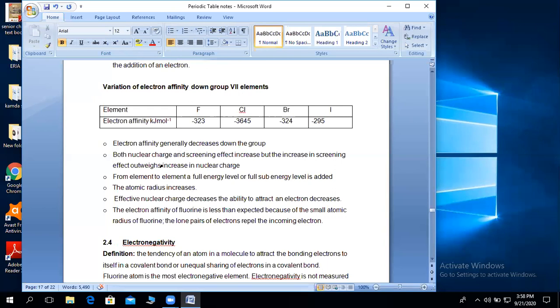Then for chlorine, its electron affinity is very small compared to the others, because it has a small atom and a small atomic radius. So the lone pairs of electrons of chlorine repel the incoming electrons.